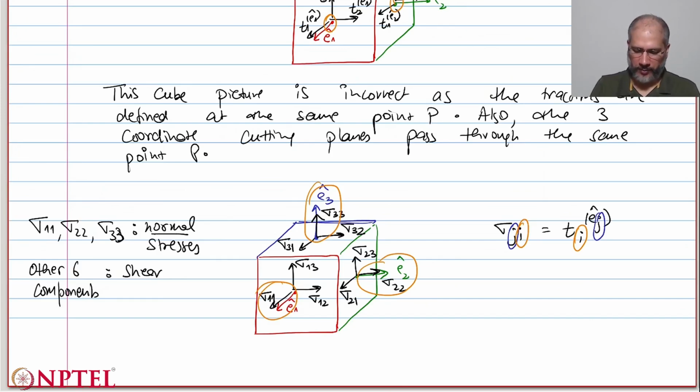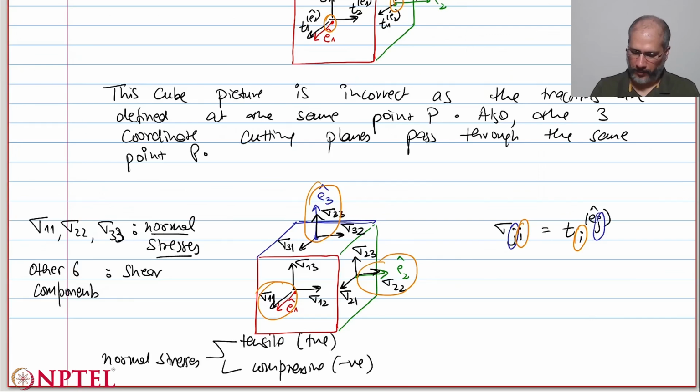And for the normal stresses, if they are positive, as I've shown, sigma 1 1 is along E1 hat, so this tends to expand the cube. So they're called tensile stresses. And if the normal stresses are negative, if sigma 1 1 was acting inside, then this would try to compress the cube. So they're called compressive. So depending on the sign of the normal stress components, that is sigma 1 1, sigma 2 2, and sigma 3 3, they would either be tensile or compressive.